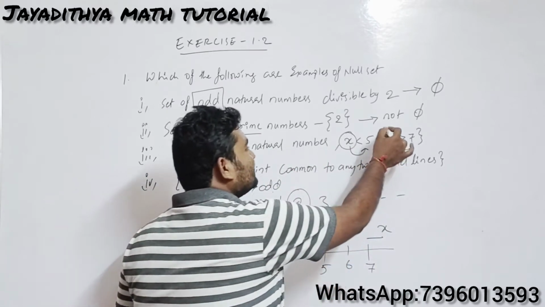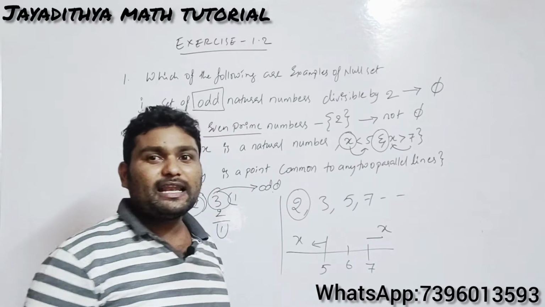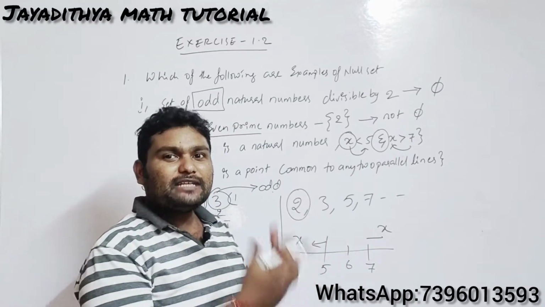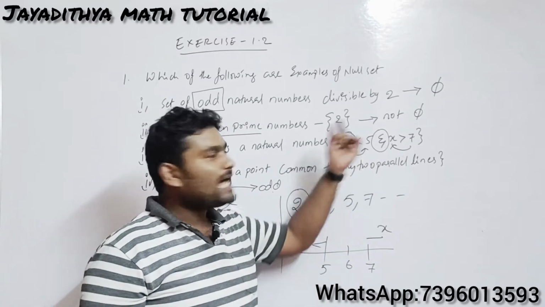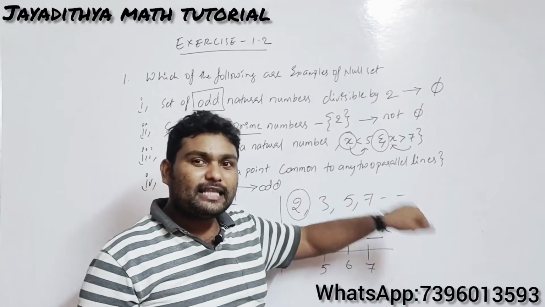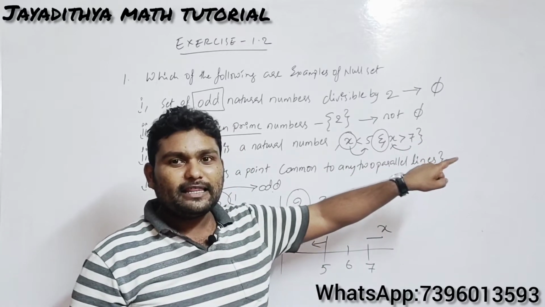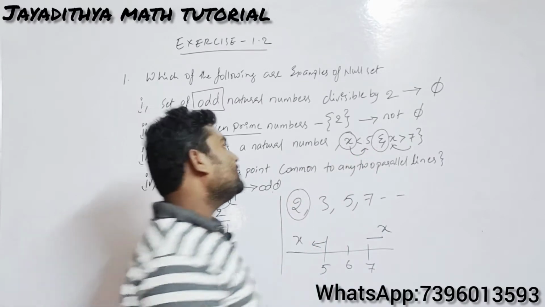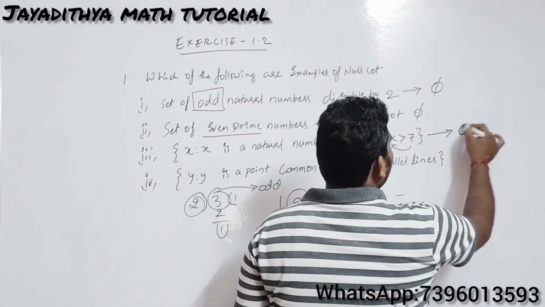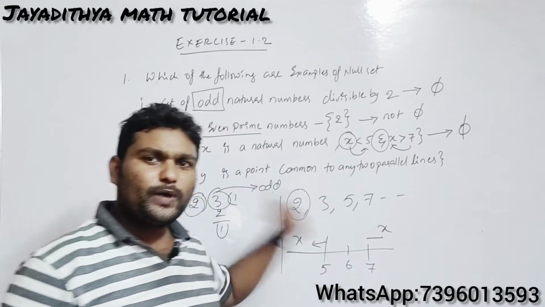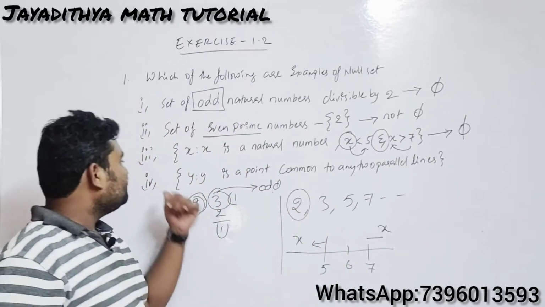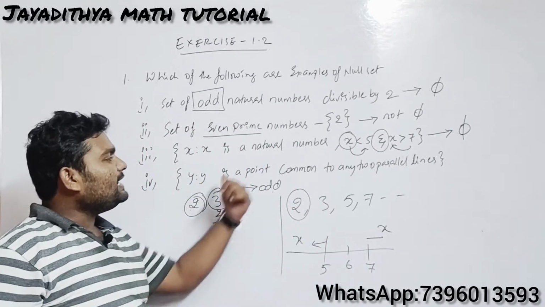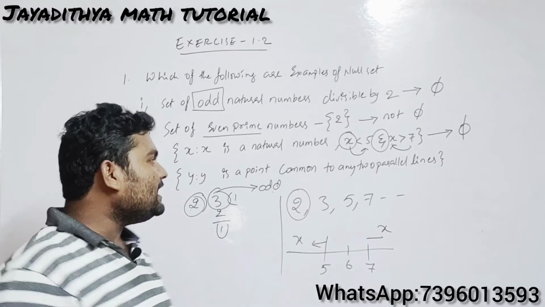What is the conjunction he has given here? 'And' means it should satisfy both the conditions. That means x should be less than 5 and at the same time x should be greater than 7. So there will be no natural number satisfying this condition. Therefore you can say that this is a null set. Clear now? This is very important. And next one, {y : y is a point common to any two parallel lines}.